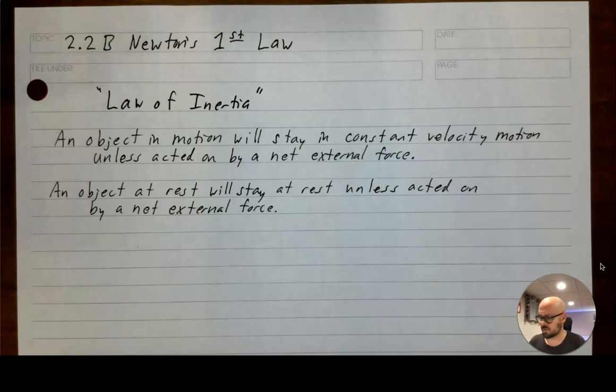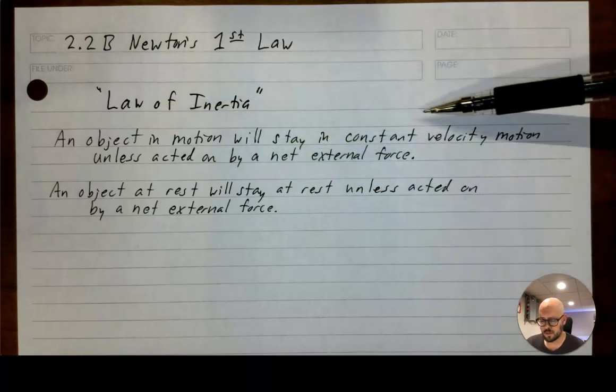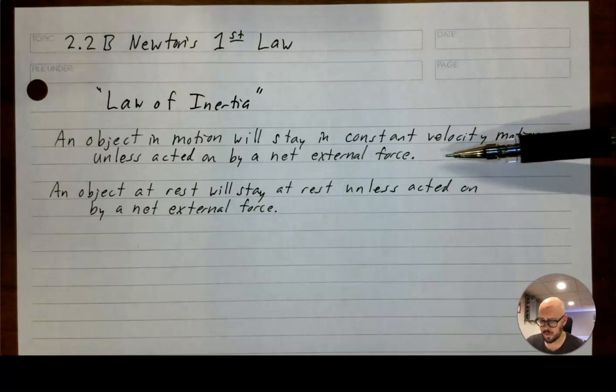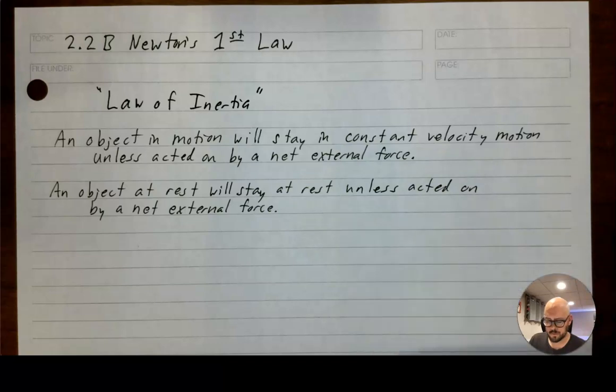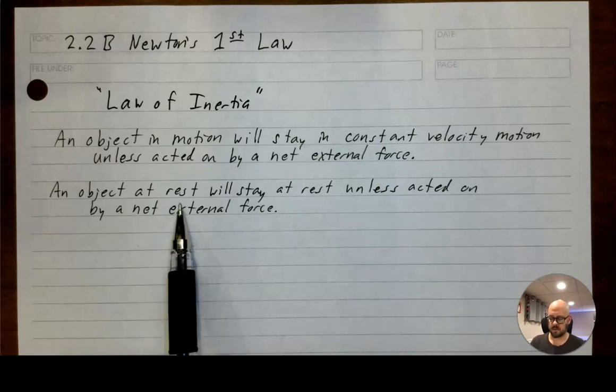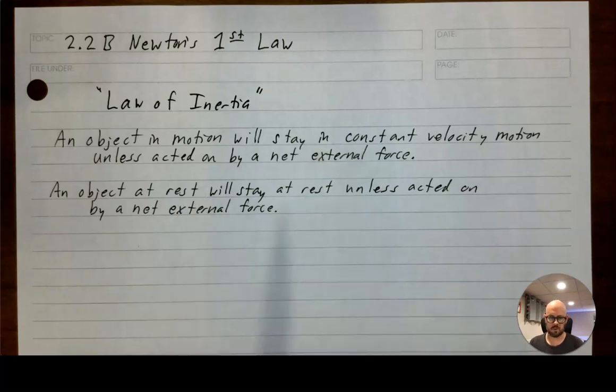The content of Newton's first law is very wordy, so I'll let you copy. You should pause and copy it, and then we can read it. An object in motion will stay in constant velocity motion unless acted on by a net external force. And an object at rest will stay at rest unless acted on by a net external force. So it has 2 parts, and one of the points of the 2 parts is that they're the same idea, that being at rest and being in constant velocity motion, those 2 things have a lot in common.